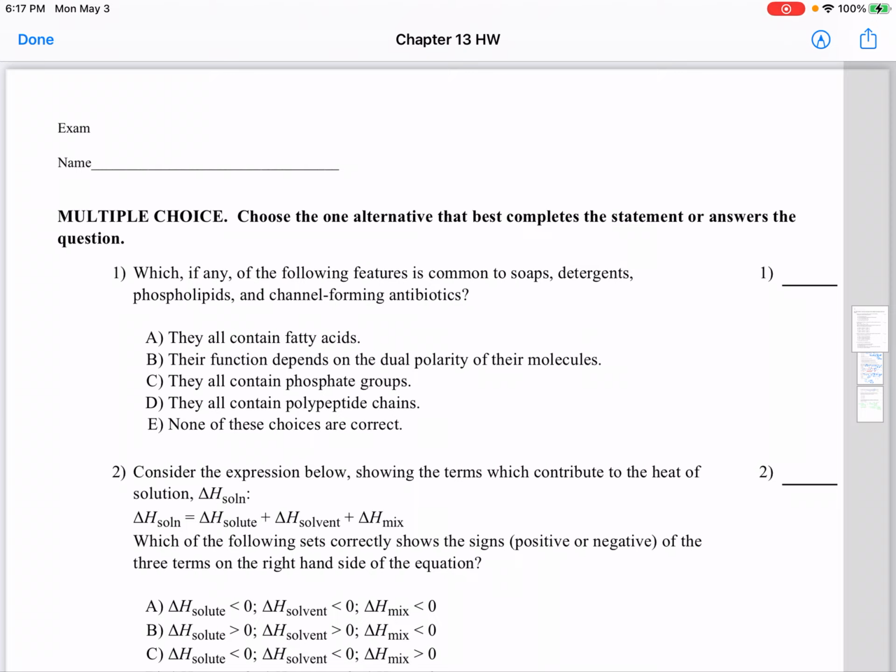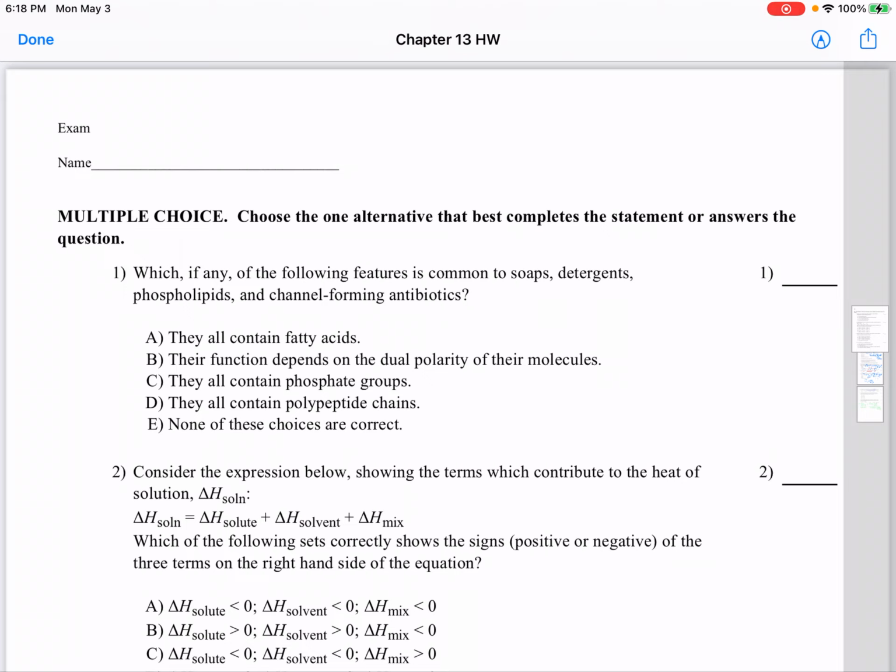First one, which if any of the following features common to soaps, detergents, phospholipids and channel forming antibiotics. So we talk about soaps, detergents and phospholipids in the lecture videos, so you can choose the correct answer based on that. The first one, they all contain fatty acids. Their function depends on the dual polarity of their molecules. All contain phosphate groups, contain polypeptide chains. None of these choices are correct.